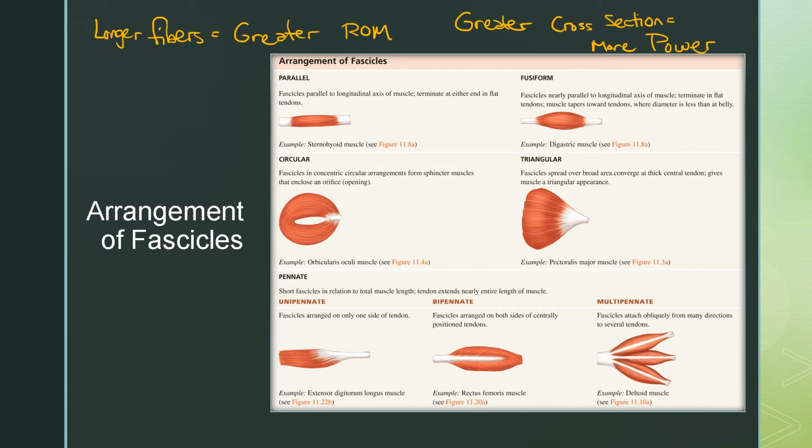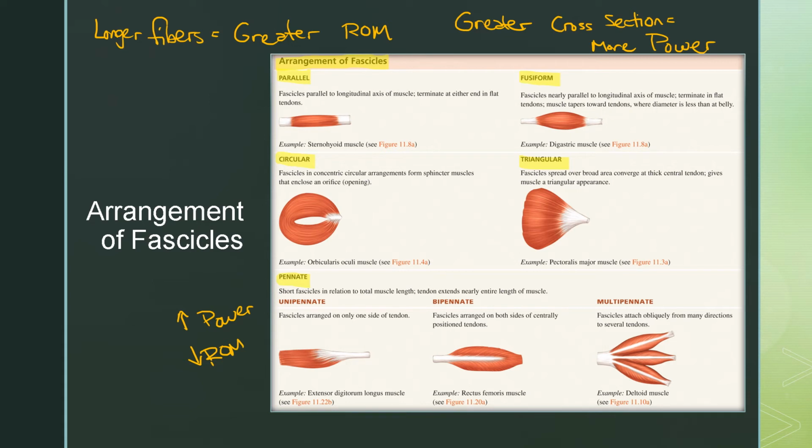So here we have a nice little table with the different arrangements of fascicles that we find in the body. So here we can see parallel, we can see circular, we can see fusiform, that kind of spindle shaped, triangular, and then a couple different types of pennate. So pennate muscles, for example, are going to have a large number of really short fibered fascicles that are distributed over their tendons. So these types of muscles have great power, but a decreased range of motion.